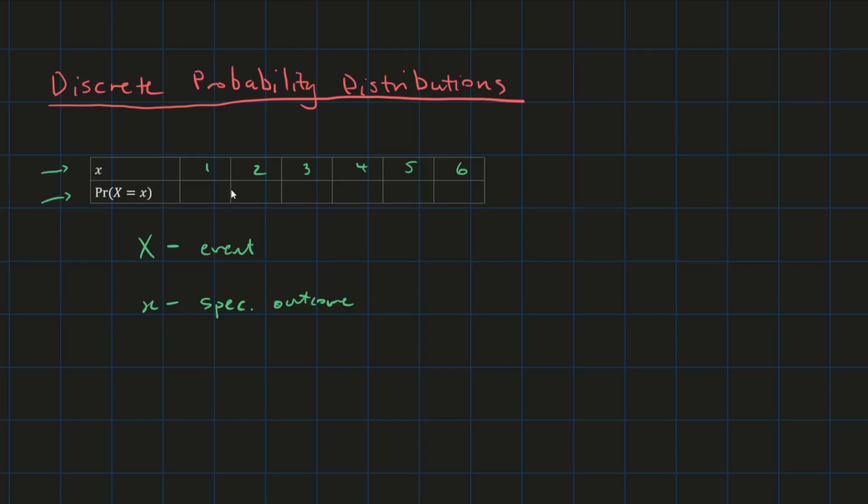Now, the corresponding probabilities are really easy to calculate. In this case, they're all equally probable, so we know that all of these will be 1/6 respectively.